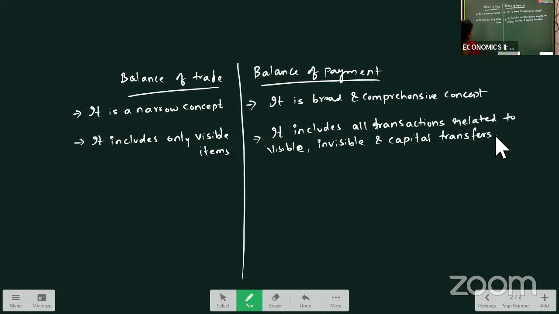What is the first point of difference? It is a narrow concept. Why is it a narrow concept? Because we consider only visible items. Whereas balance of payment is a broad and comprehensive concept because we include both visible as well as invisible items. So in balance of trade, it includes only visible items. Whereas in balance of payment, it includes all transactions related to visible, invisible, and capital transfer.